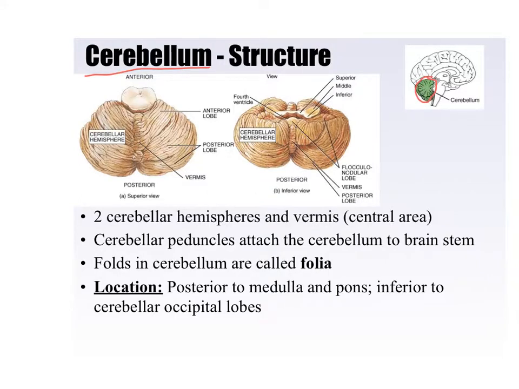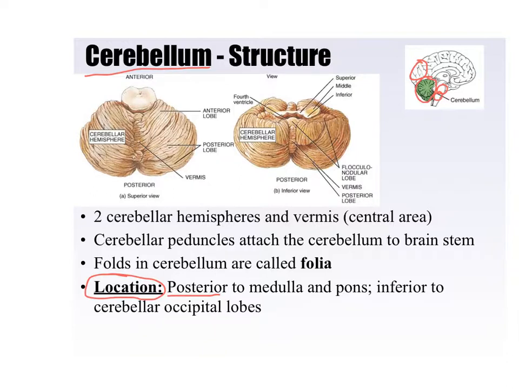So on this slide, what's most important? Obviously the location. It's located posterior to the medulla and the pons. So here's the pons, there's the medulla, so it's posterior, it's behind, and inferior to the occipital lobes of the cerebrum. So here's the occipital lobes of the cerebrum, so inferior means it's below it.